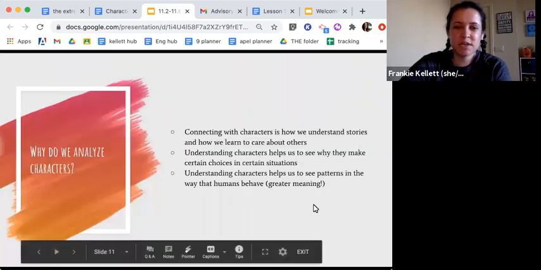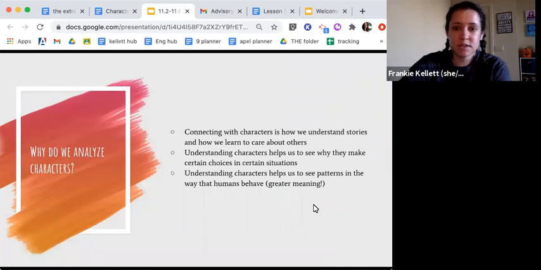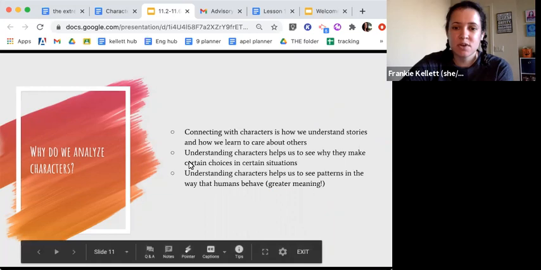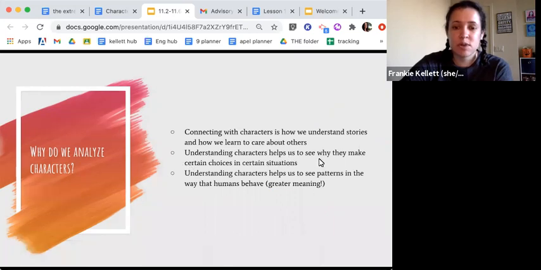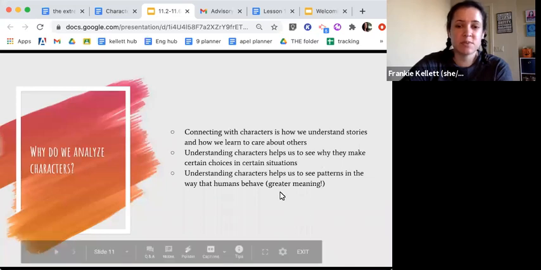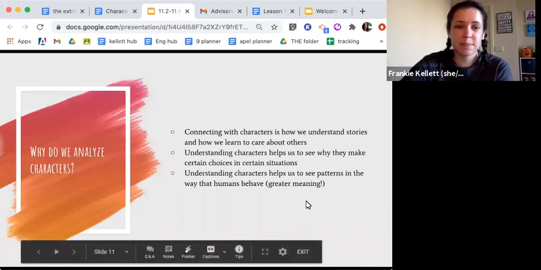Just to remind you, we analyze characters so that we can understand stories and connect with people who are maybe different than ourselves or who have different experiences than ourselves, or to understand how other people act when they're in situations that are similar to ours. So we understand characters in order to see why they make certain choices in certain situations, and that can help us to understand patterns in the way that humans behave, which is basically what a greater meaning is.